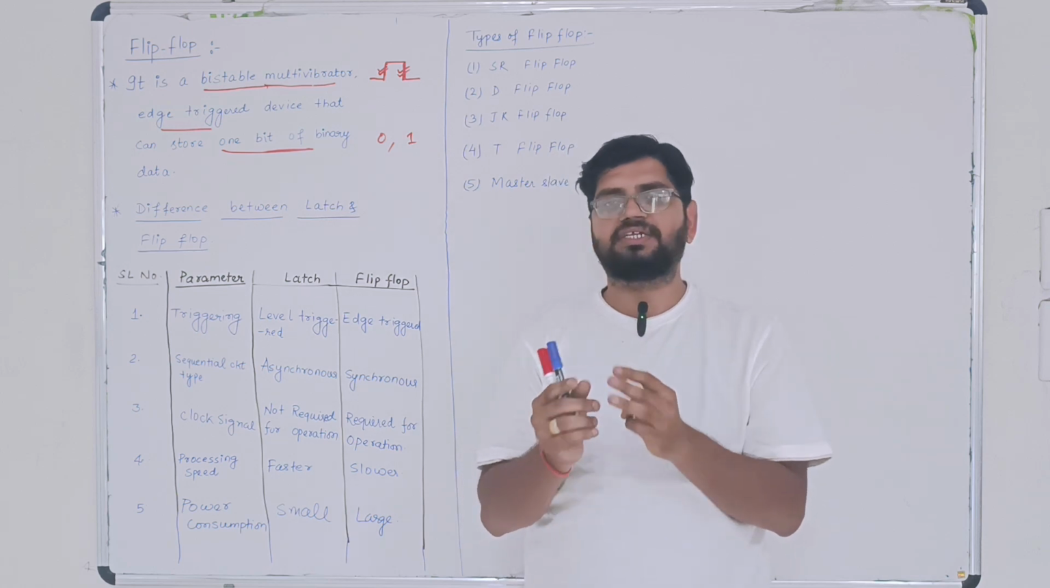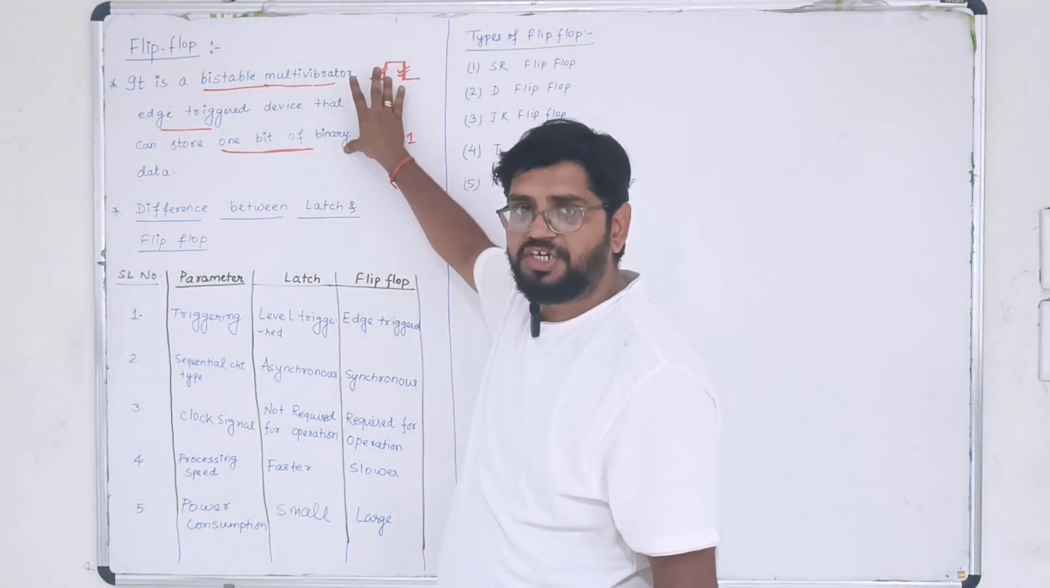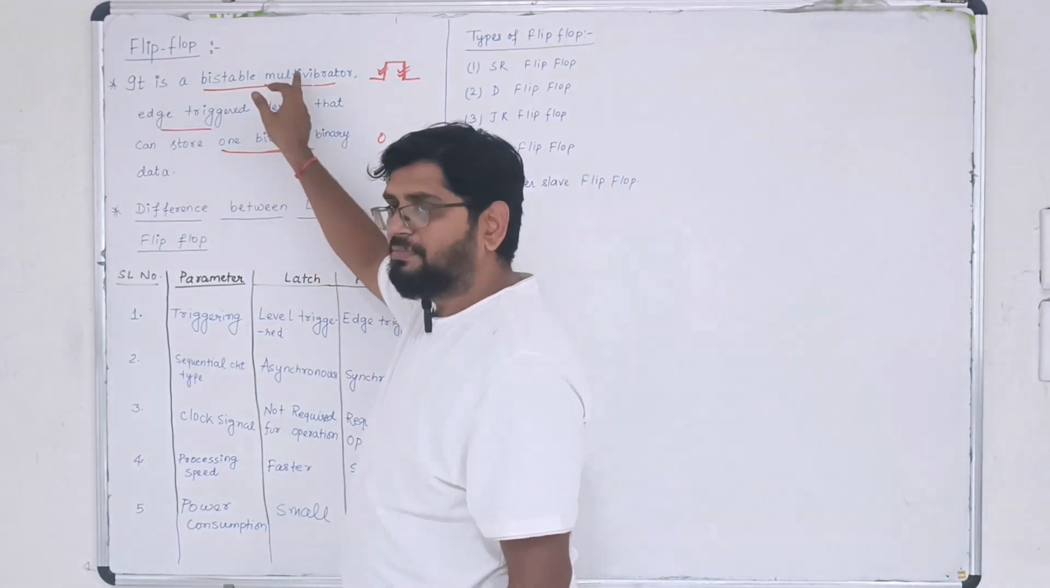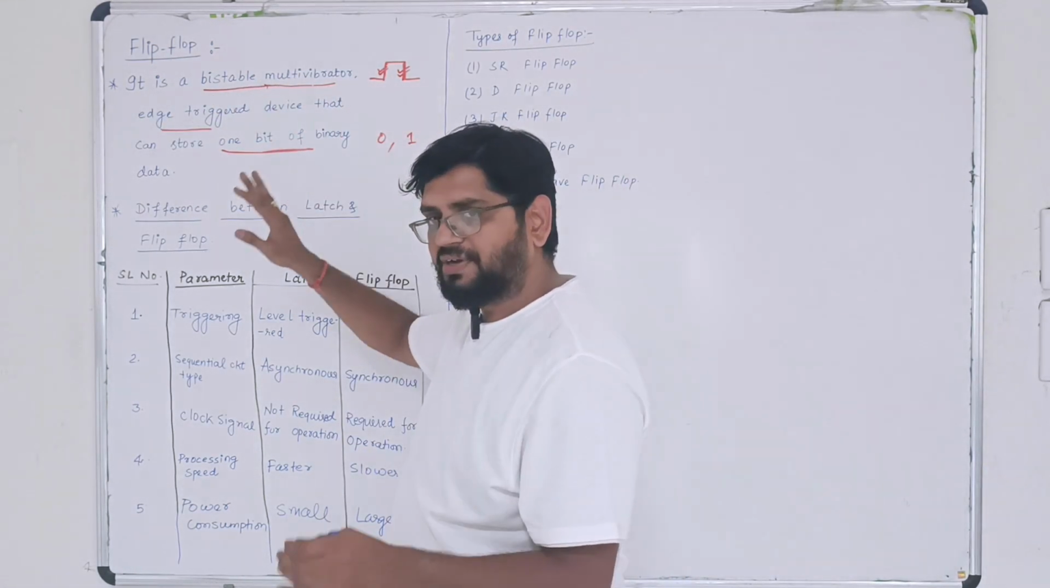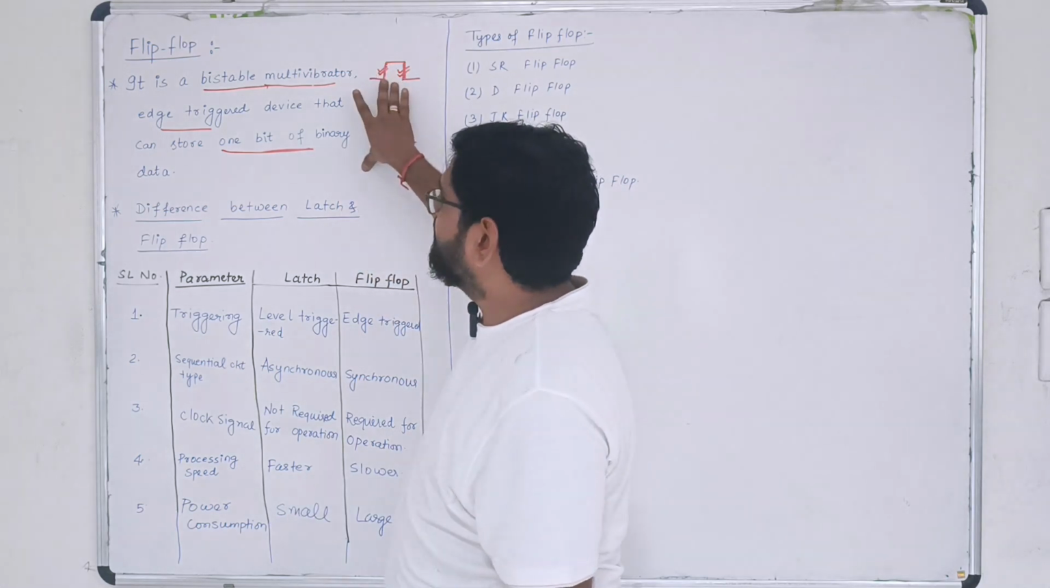And the third one is that it can store 1 bit of data. That's it. If you combine all of them, you will get the definition of flip-flop. So flip-flop is a bistable multivibrator, edge triggered device, which can store 1 bit of data. Now, this is about the definition of flip-flop.